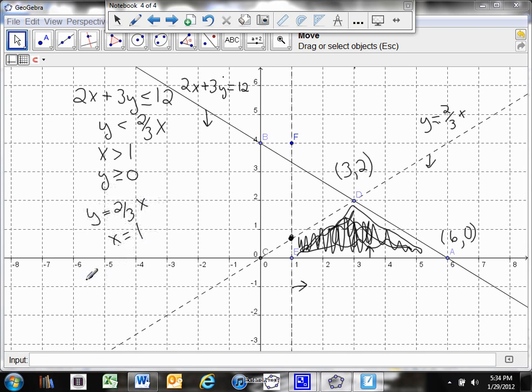Here I would just substitute a 1. I get y is equal to 2/3 times 1, and you get y is equal to 2/3. So that point right there is 1, 2/3. Now I've got one other vertex right here, and this one's also pretty easy to find. You can just look at it and see that that's 1, 0. This happens a lot of times. You make a good graph, your vertices are pretty easy to find.